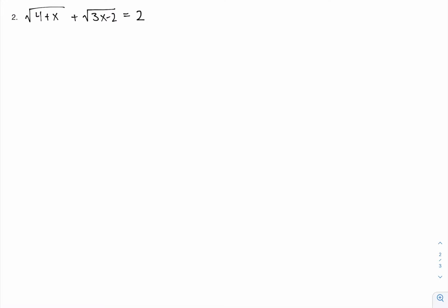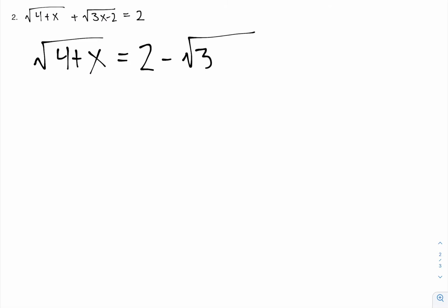So what I would recommend is if we have 2 radical terms in an equation, I would move one of them over to the other side. Okay, so let's subtract the root 3x minus 2. So we'll have the square root of 4 plus x equals 2. And then remember, we're subtracting the square root of 3x minus 2.